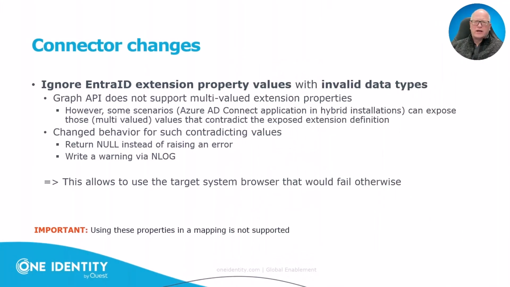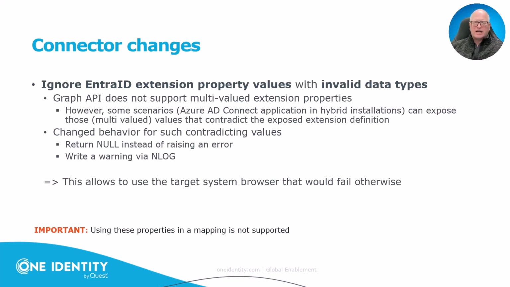And the last change on the connector side is a little bit of an interesting thing. In the end, we started to ignore Entra ID extension property values with invalid data types. Typically, you should better not do that. You will get error messages, but these error messages are not really nice if you see them, for example, in the synchronization editor target system browser. So what was implemented in our API? We implemented that if there are such contraindicated values available, then we return null instead of raising the error. And of course, we are able to write a warning, and we do that in our NLog.